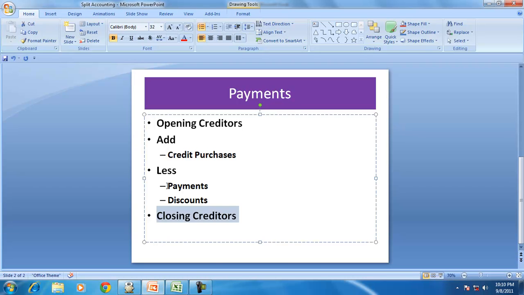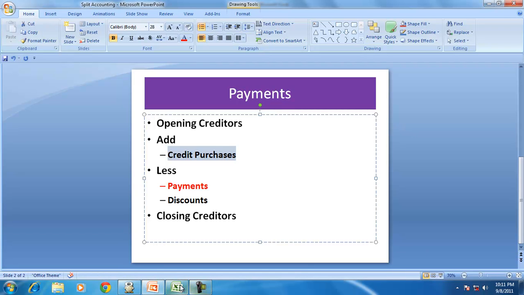So if all other information is given, then the payment to the creditor is equal to opening creditors plus credit purchases minus discount minus closing creditor. Sometimes to find credit purchases we have to look into the stock details, but for the time being we are not taking the stock into account. We are assuming that whatever purchases are there are fully sold, or whatever goods purchased have been paid during the period.